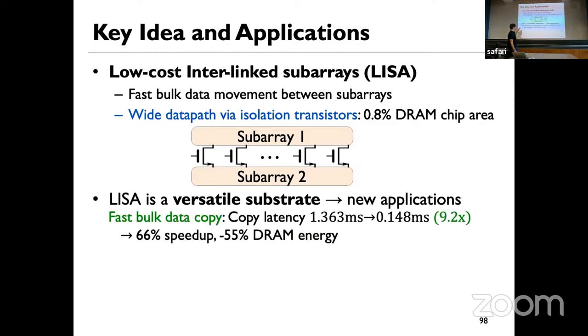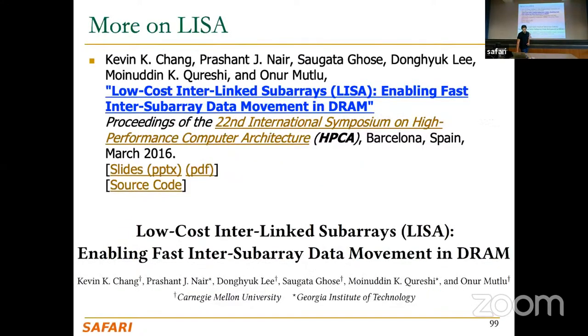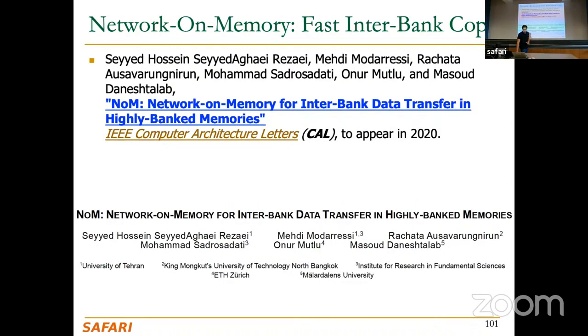It's a versatile substrate. It can be used for bulk data copy, providing significant improvement over the baseline, right? If you compare these 9.2x to the one, there was actually no latency reduction of the inter-subarray in RowClone, you see that the improvement is pretty significant, but this idea of LISA has also other use cases that you can check in the paper. Here you have also links to the other proposal, moving data at smaller granularity, in Figaro, the network on memory proposal.